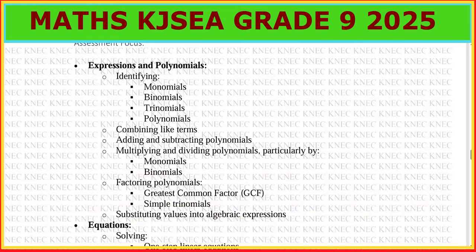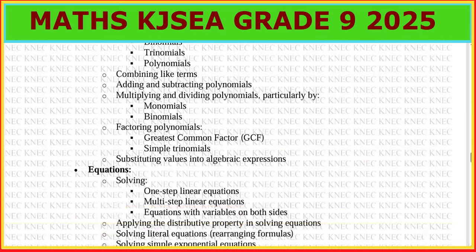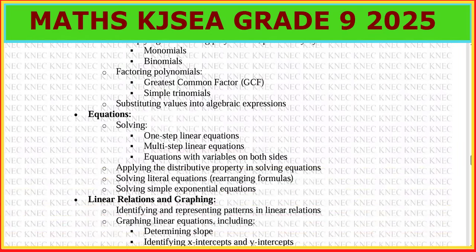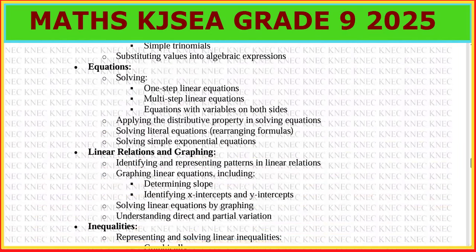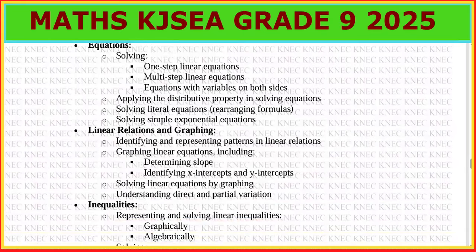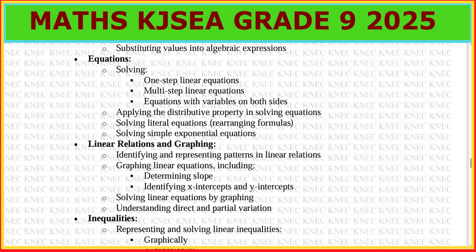Factoring polynomials, greatest common factor. You factor out using the greatest common factor, then you write it well. So simple trinomials. Substituting values into algebraic expressions. You are given that x equals 3, y equals 2, and p equals the sum of x and y. So this one will be tested to know whether you know this.